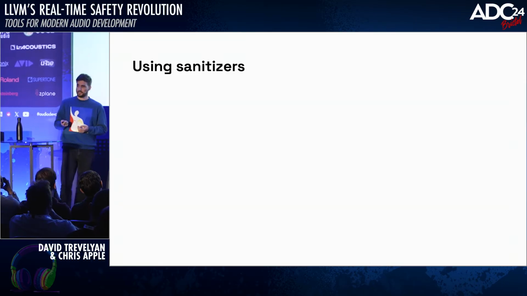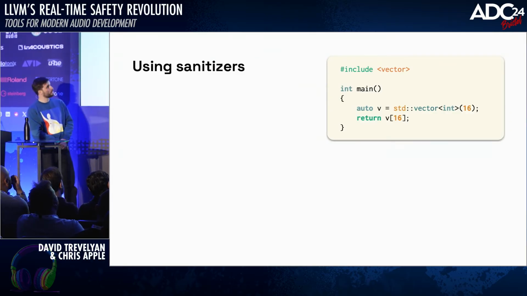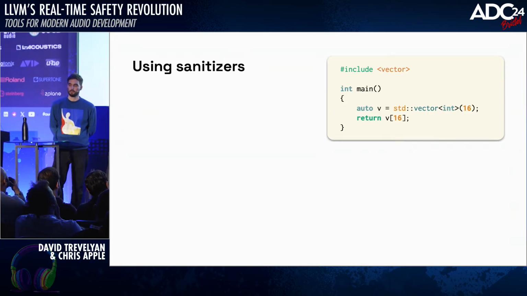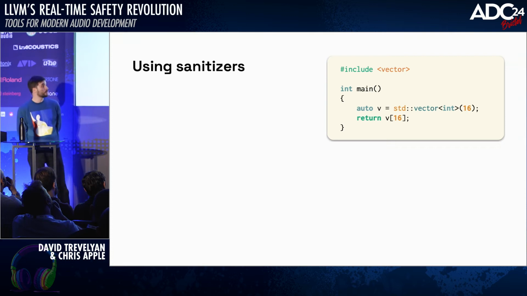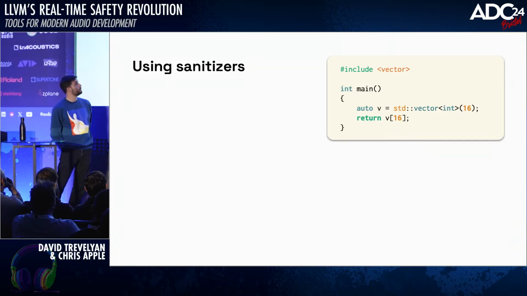So I'm going to use address sanitizer as an example. So I'm putting some problematic code on the slide here. I'm constructing a vector with size 16, and then I'm trying to read 1 beyond its bounds. That's very much undefined behavior. And if we don't compile this with any sort of extra instrumentation layer, if we're lucky, we'll get a seg fault. If we're unlucky, worse things will happen.